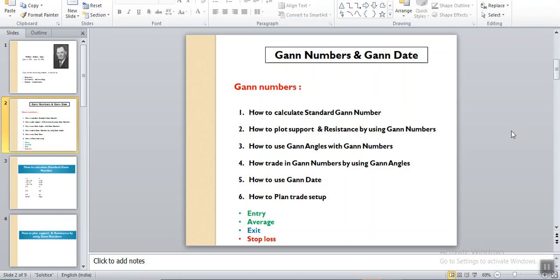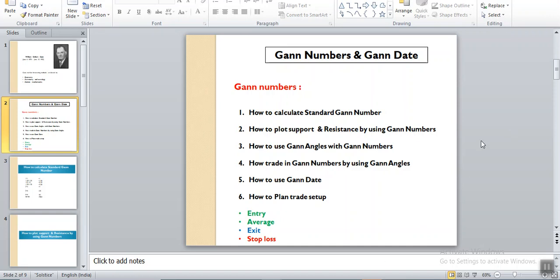Next will be Gann numbers using the Gann angle, and the final one will be the Gann date. I'll teach you how to use the Gann date and how to plan a trade setup. I'll come to that at the end of the session: how to take an entry, how to average, where to exit and where to place a stop loss. I'll definitely explain these. So we'll start.